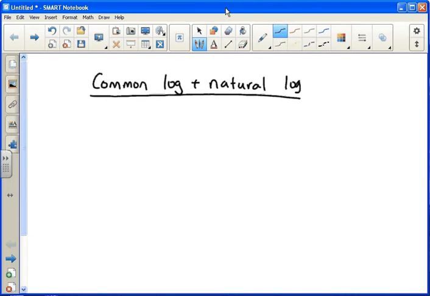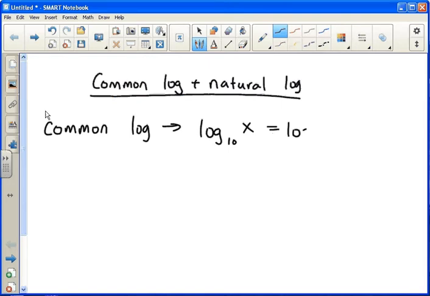The first is the common log. So the common log is just log base 10. Often they don't actually write the base since it's called the common log. Anytime you see a log without a base written, it's understood to be log base 10, so the common log.